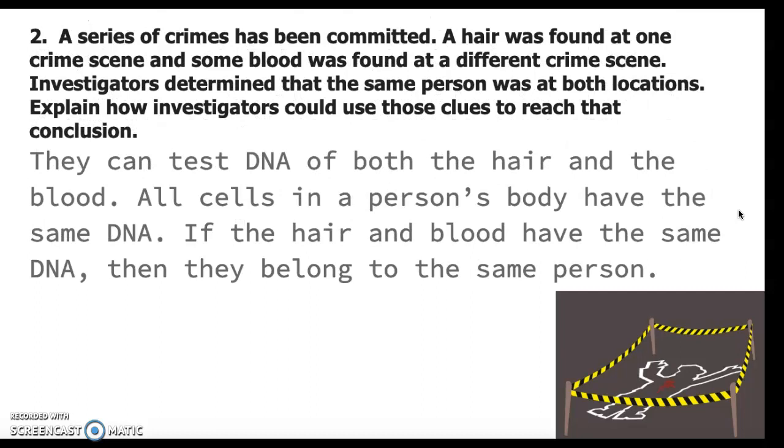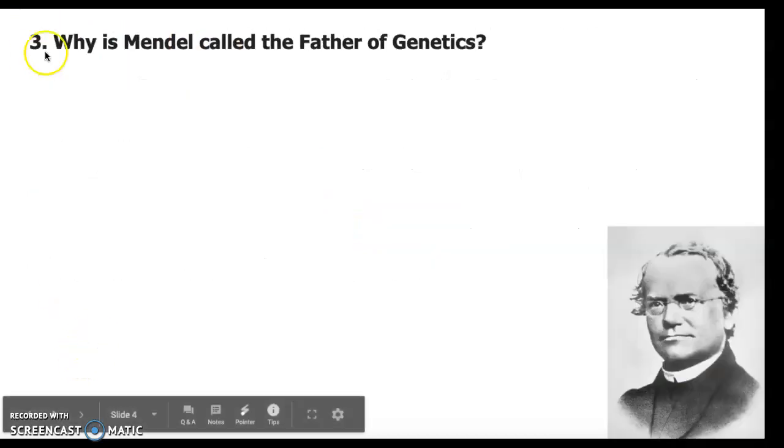So what they would do is they test the DNA of both the hair and the blood. All the cells in a person's body have the same DNA, which we learned about earlier in this chapter. So if the hair and the blood have that same DNA, then they know it belongs to the same person. All right, let's go to the next one.